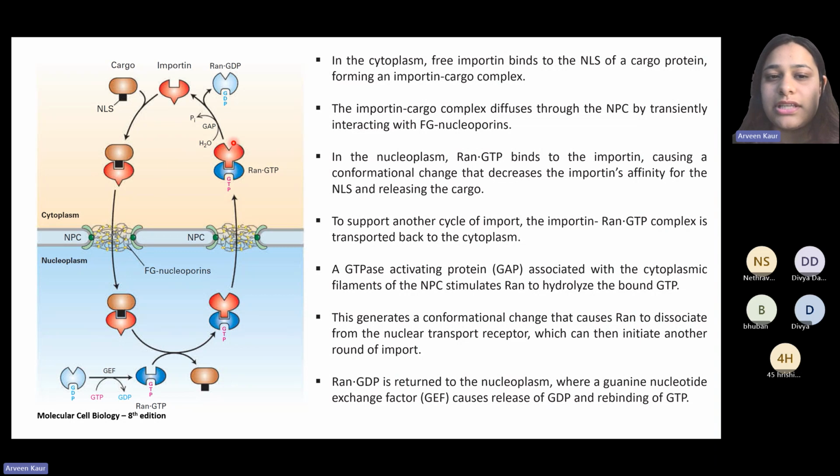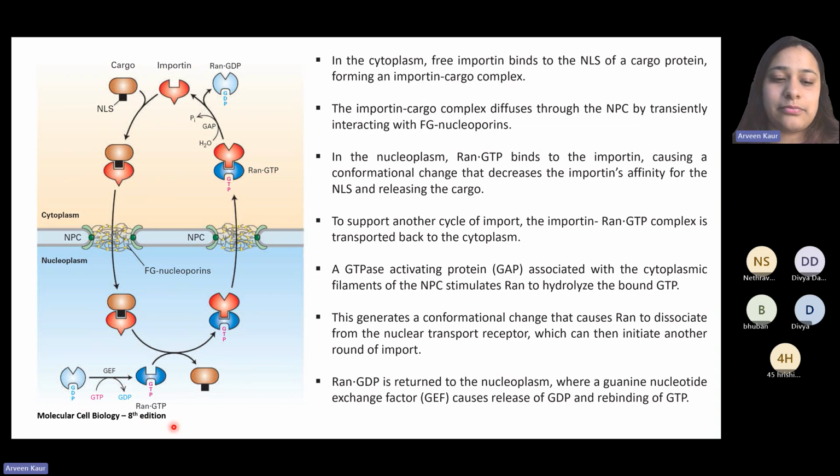Once it goes outside, the RAN GTP over here will be converted to RAN GDP, and the importin will be left free so that it can bind to a cargo that has a nuclear localization signal, and it can come back into the nucleus. In writing also I have mentioned this. This is a representation that has been picked up from the book that we've been talking about in a few of our previous lectures also.